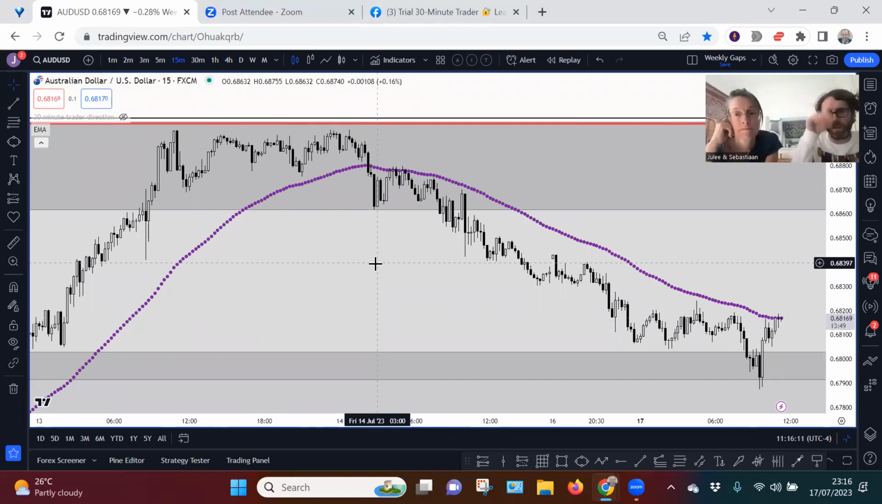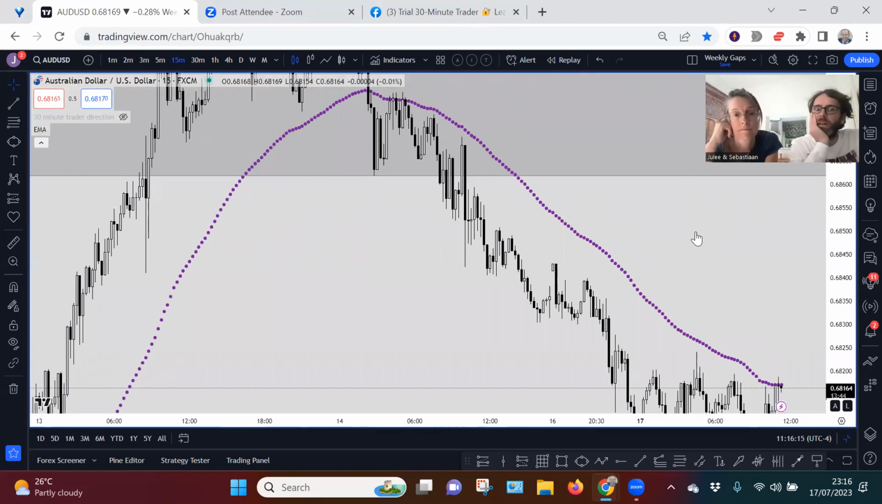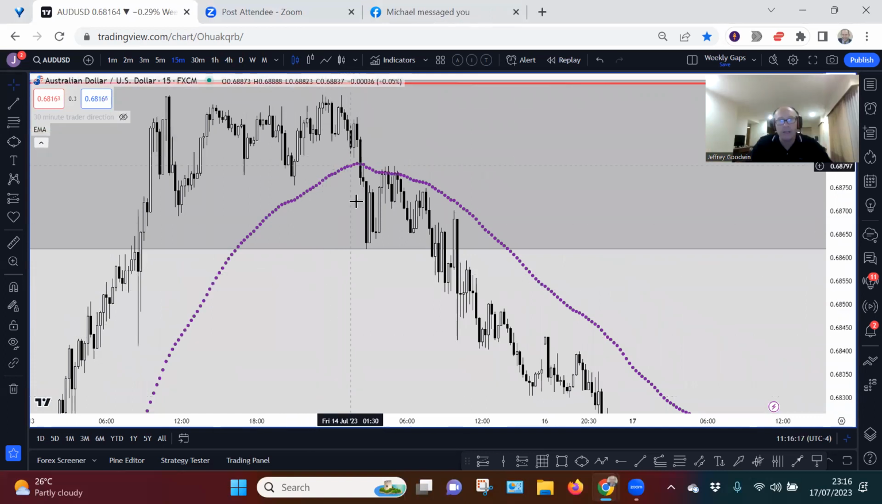Maybe, yeah, not that it breaks and it tries to go up and retest that level. Yep. So it broke through there, did a retest, and away we went. Bang.